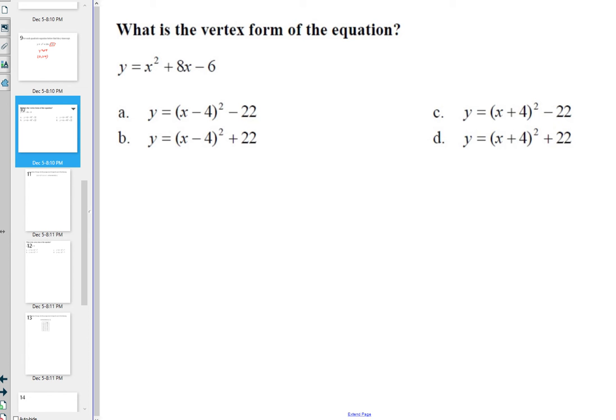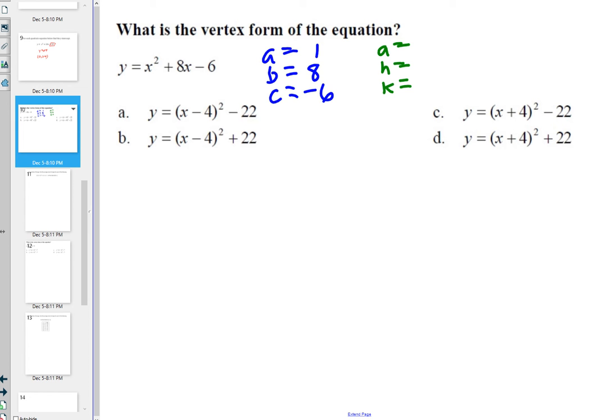Standard. It is in standard, right? Well, from standard, I can identify A, B, and C. They want me to change this to vertex. In order to write something in vertex, what values do I need? A, H, and K. So really, all they're asking me to do here is to convert A, B, C to A, H, and K. All right, what is my A, B, and C for this one?